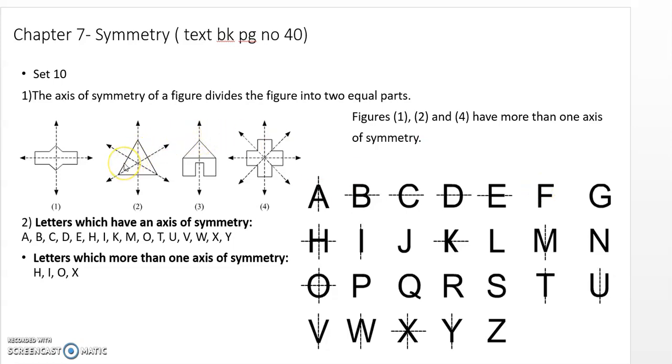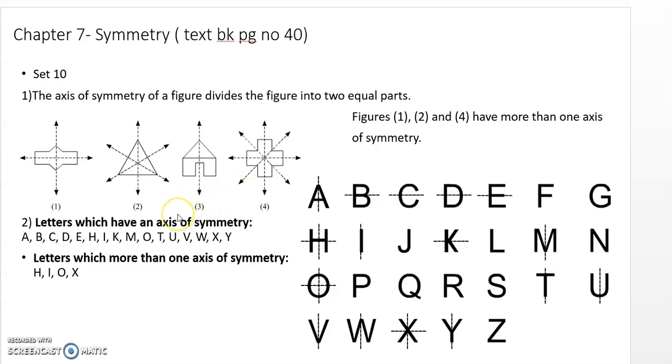Now here, in the exercise set 10, the question is: draw the axis of symmetry of each of the figures. Which of them has more than one axis of symmetry? You can see from the diagram, figure 1, then figure 2 and figure 4 have more than one axis of symmetry. Then next is question number 2: write the capital letters of the English alphabet. Try to draw their axis of symmetry. Which ones have an axis of symmetry and which ones have more than one axis of symmetry?